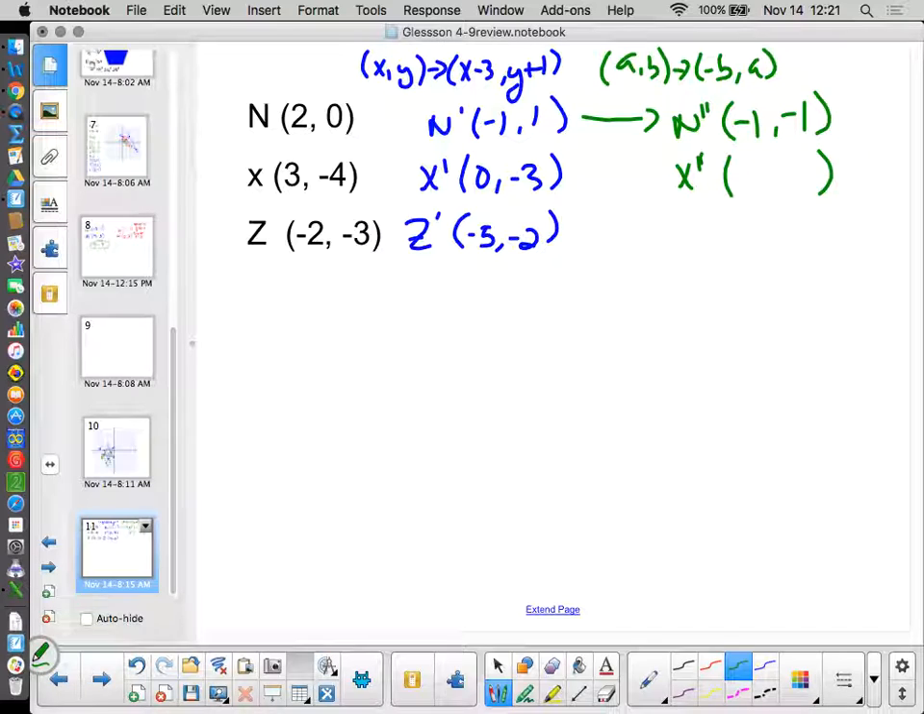X double primed would be what? 3, 0. And Z double primed would be at 2, -5. And from there, we could very quickly and easily graph those points, couldn't we? And again, we were able to do all those transformations just by using the rules. Didn't need a picture for that, although certainly we could do it with a picture as well. But especially for the rotations, I think the rules are usually much easier to follow.